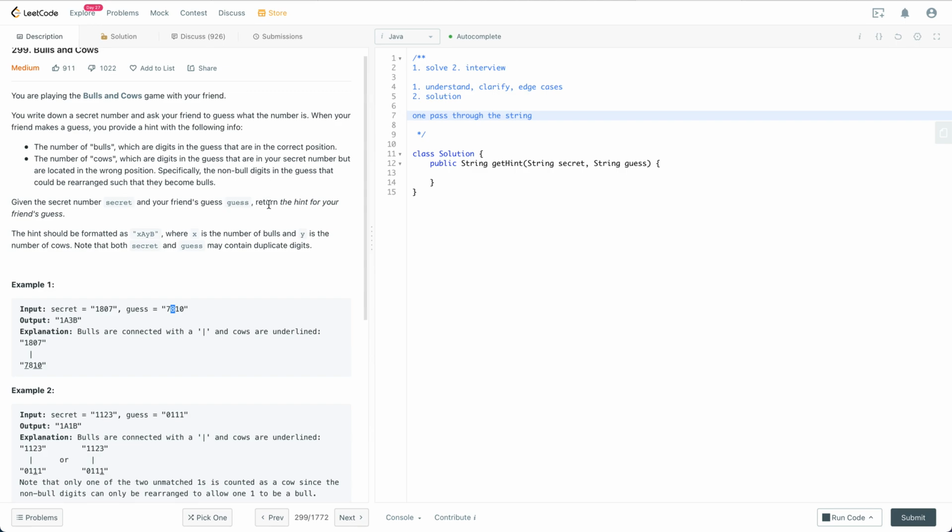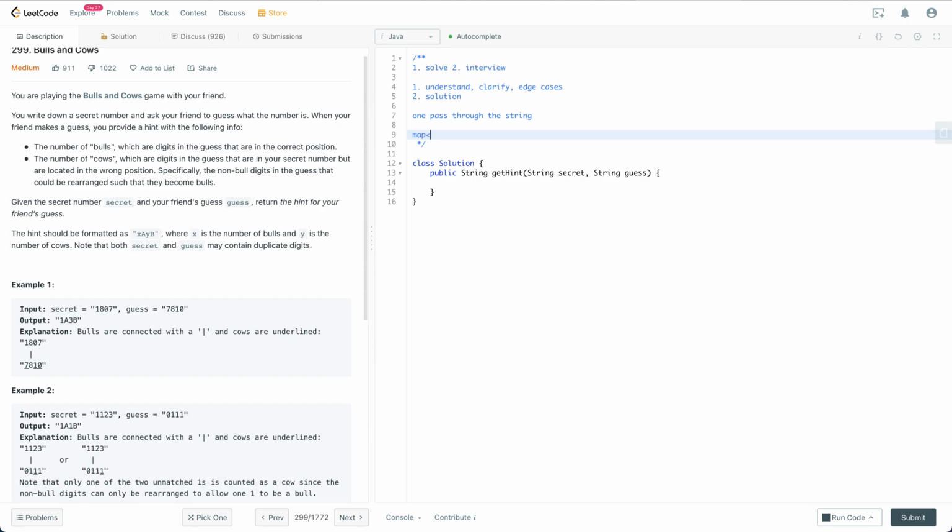And how do we compute the number of cows? What we need to do is record the number of how many numbers are matching between secret and guess. So we could use a hash map to first record down the number and the frequency. This is for secret. Every time we encounter a number, if it appears in the map, then we decrease the frequency in the map. If the frequency becomes 0, then we delete the corresponding key from the map. At the same time, when we update the frequency, we update the count of how many matching digits.